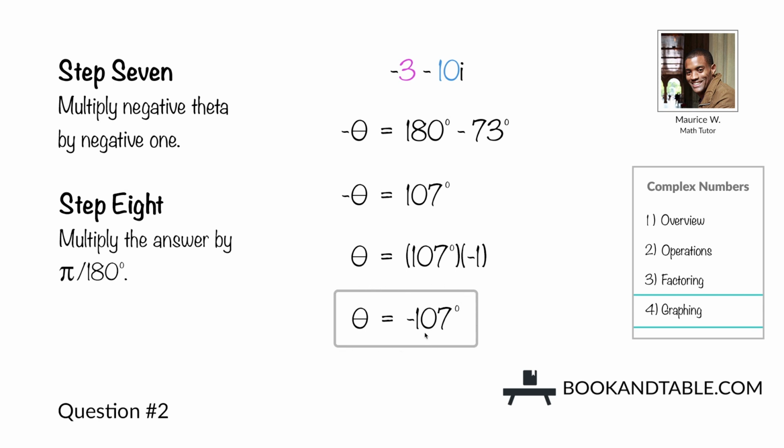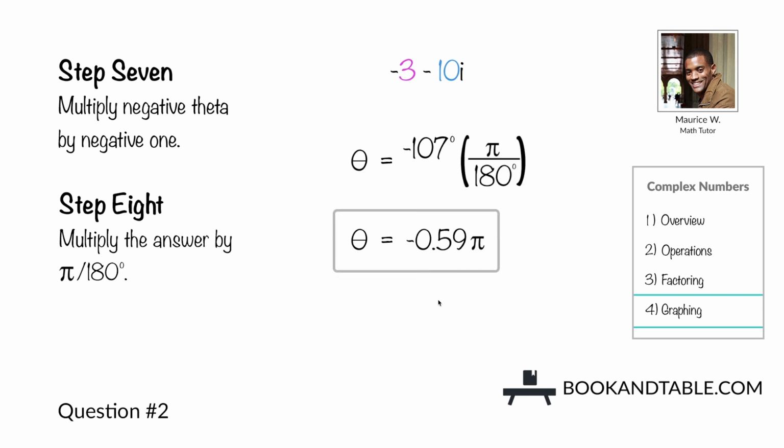And now we'll want to multiply the answer by pi over 180 degrees. 107 divided by 180 shows us that theta is equal to negative 0.59 radian. So the answer to question number 2 is negative 107 degrees, or negative 0.59 radian.